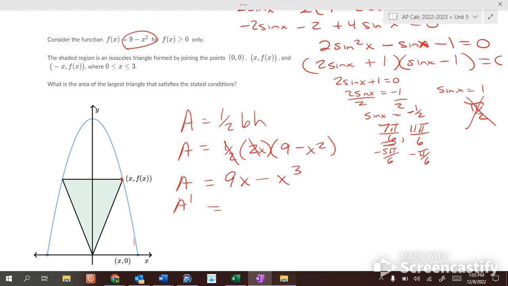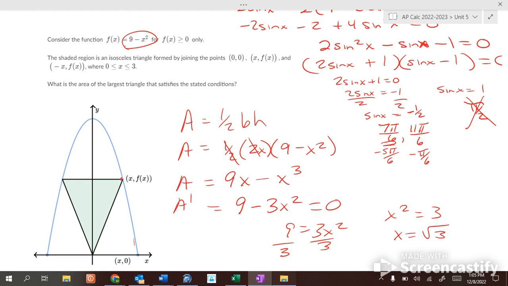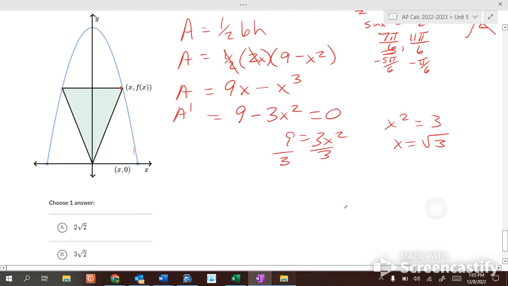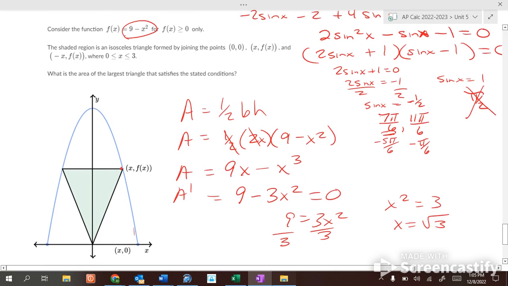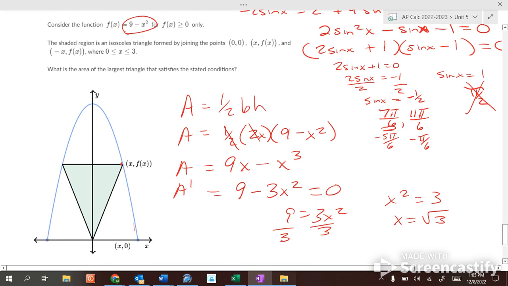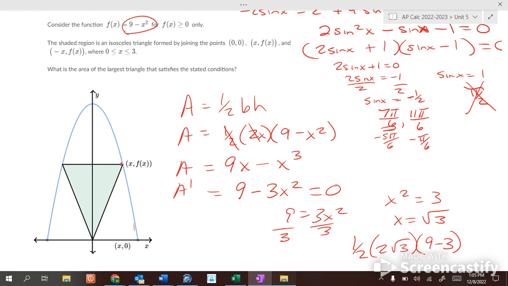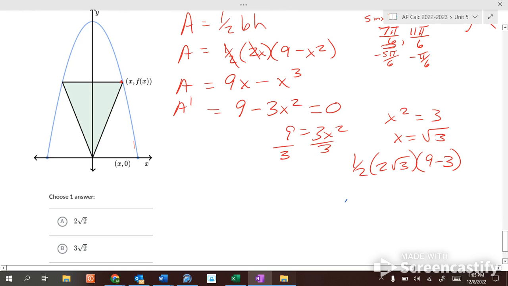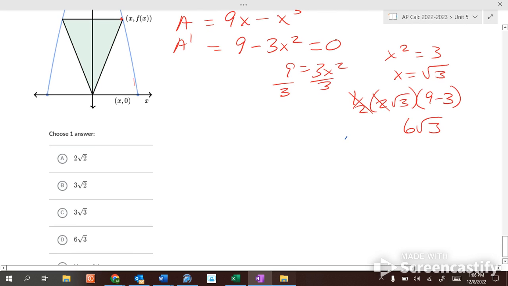What's the first derivative of that? Set it equal to 0. So 9 equals 3x squared. Divide by 3. x squared equals 3. So x must equal the square root of 3. So if x is the square root of 3, plug it in the area formula. 1/2. The base is 2x, so it's 2 square root of 3. The height is 9 minus 3, because square root of 3 squared is 3. So half of 2 cancels, so it's 6 square root of 3. Ta-da.